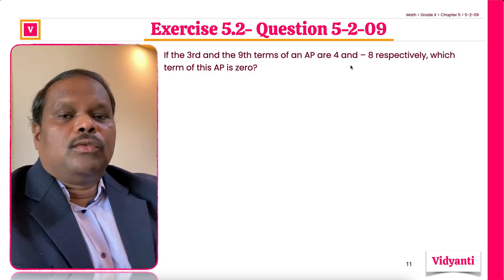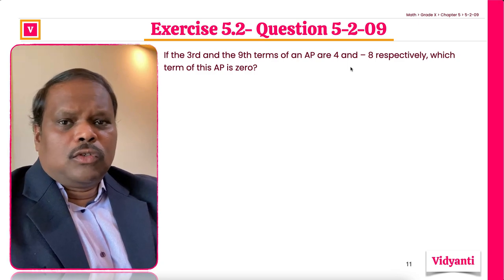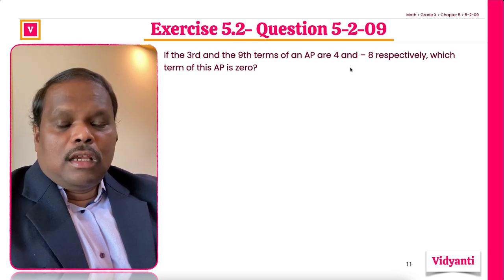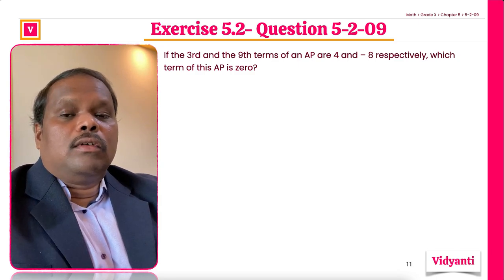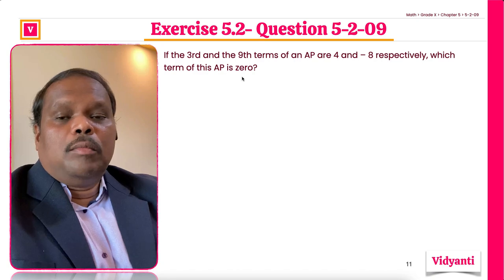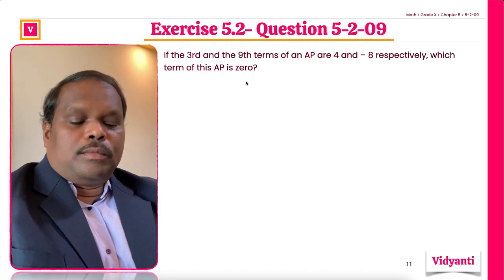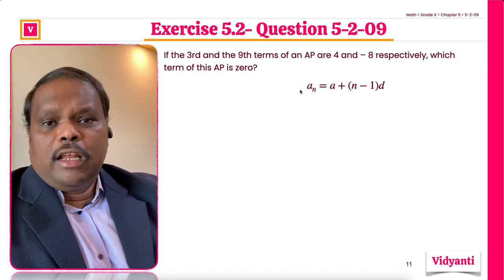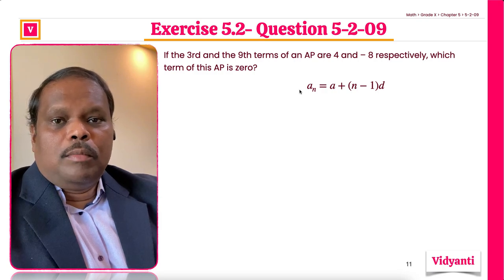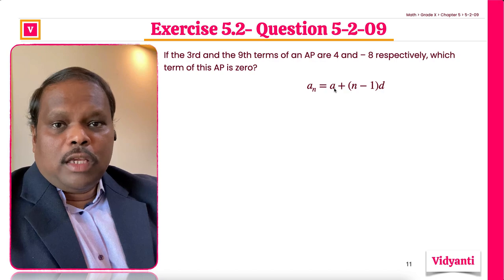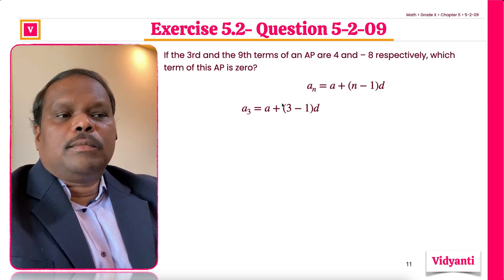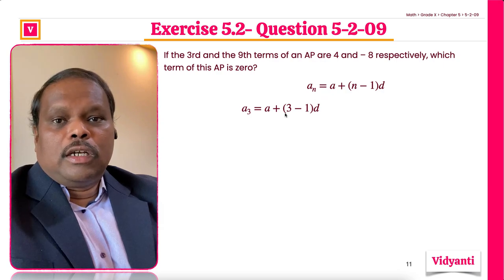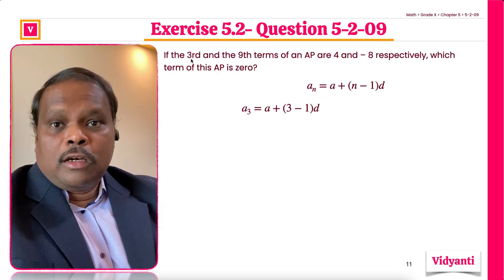So now we have to find out the characteristics, which are most likely the first term A and the common difference D, and we have to find out what is the value of N for which the AP will give you a 0 term. So let's see. The generic formula for the nth term of an AP will be A suffix N, first term A plus N minus 1 times the difference. So let us use that for creating a customized expression for the third term.